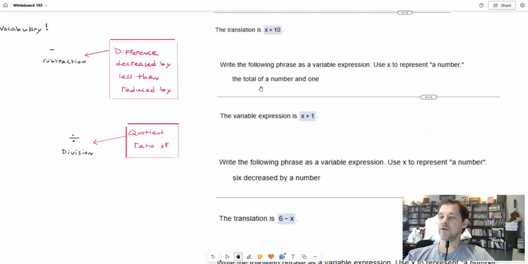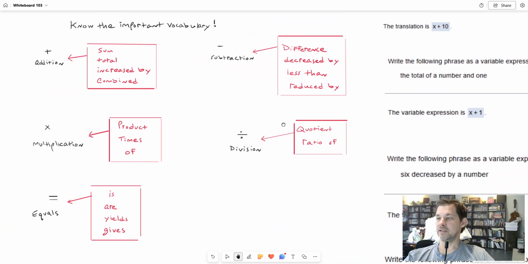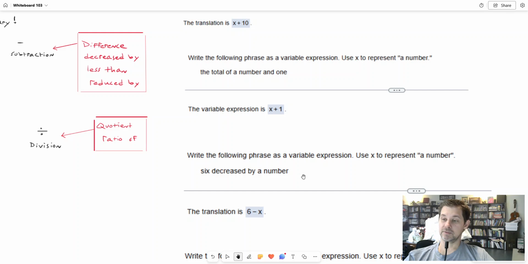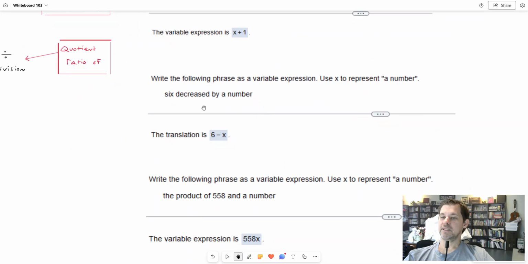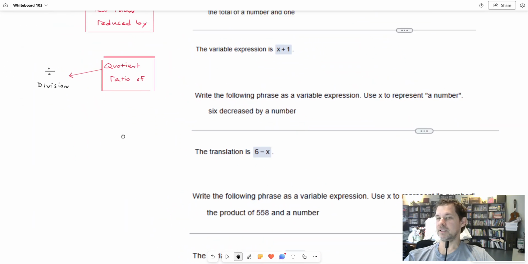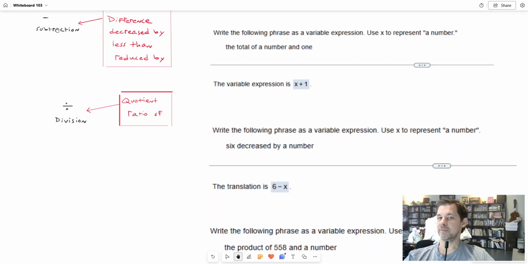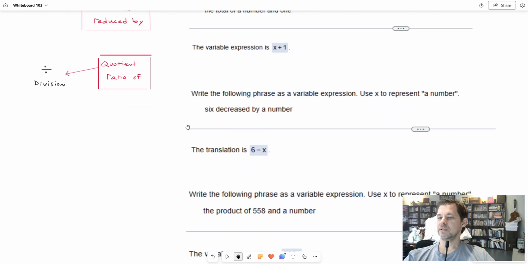What about the total of a number and 1? Total is another one of those words meaning addition, so the total of a number and 1 is x plus 1. What about 6 decreased by a number? Decreased is one of the words that represents subtraction. So 6 decreased by a number is 6 minus that number, 6 minus x in this case. It wouldn't be x minus 6; that would be a number decreased by 6. For subtraction, the order makes a difference.